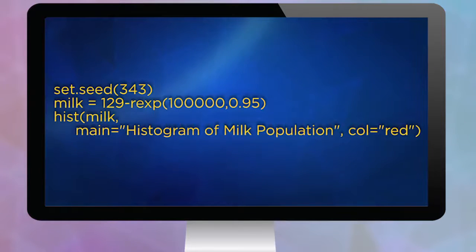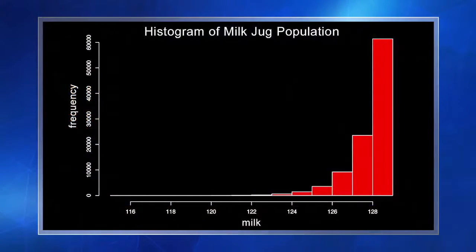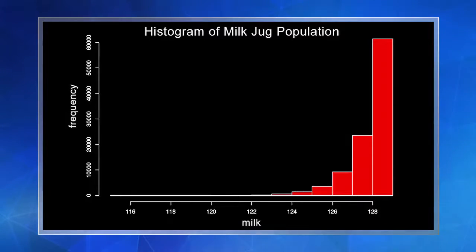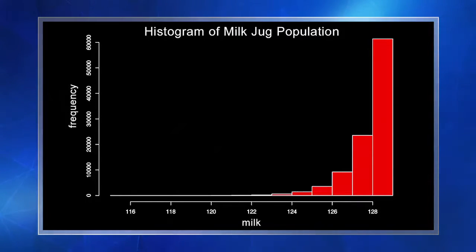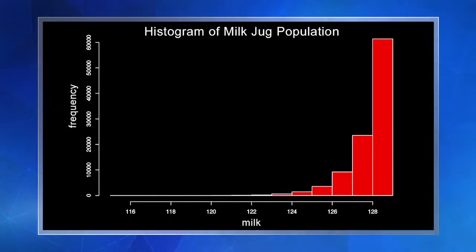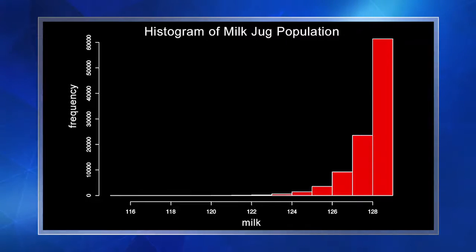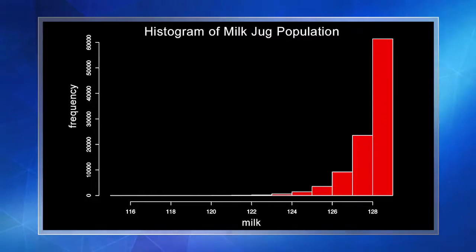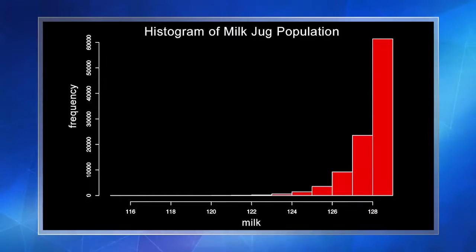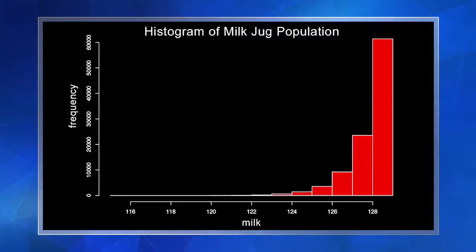You'll see what this looks like in our histogram. Notice that the histogram is skewed to the left, which means our data is piled up on the right. So here we were able to simulate a distribution that probably looks like what it would look like in real life, right? Most of those values would be close to 128, but we'd likely get a few jugs that had slightly less milk than that. And so that's what our data represents.